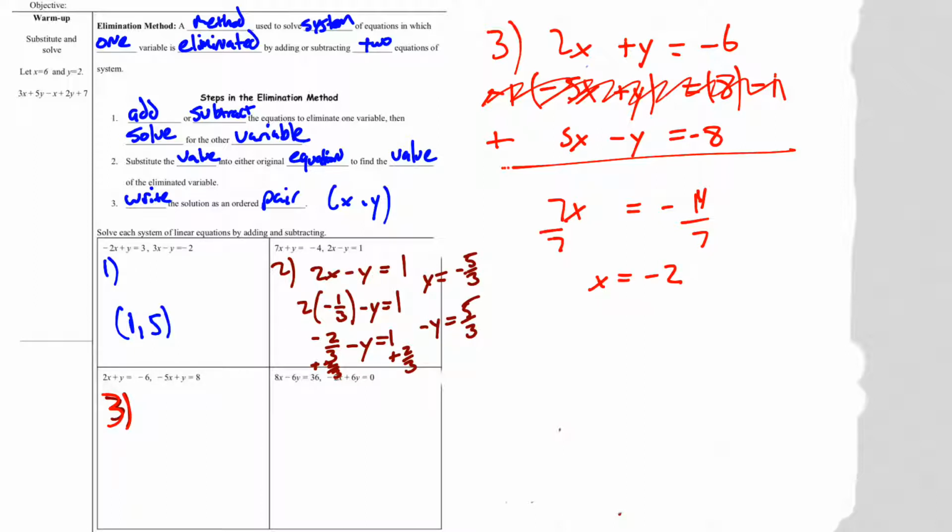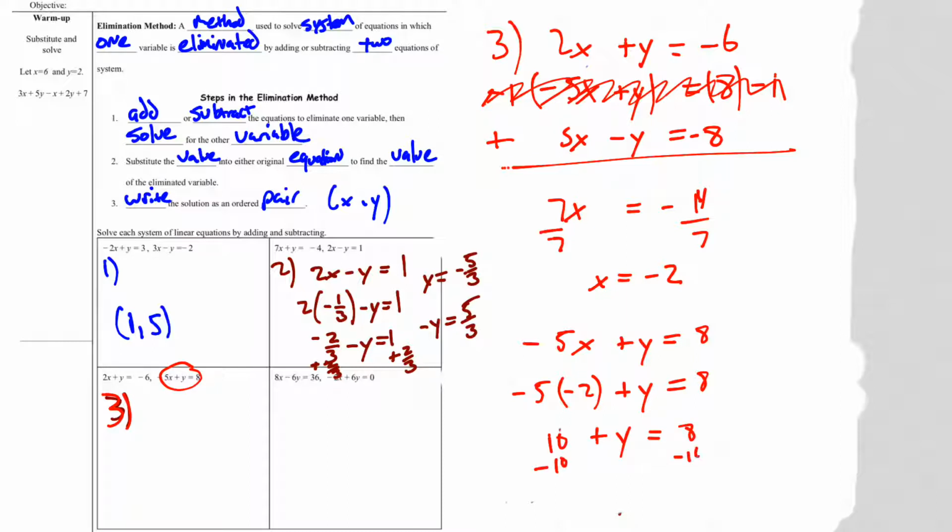Now if x is equal to negative 2, I can plug that value back into the equation. It doesn't matter which one I pick, either one will let me solve for y. So let me plug in negative 2 for the value of x. Negative 5 times negative 2 plus y is equal to 8. I just picked this original equation. Negative 5 times negative 2 is 10. 10 plus y is equal to 8. Subtract 10 from both sides. You get y is equal to negative 2. So the answer to this is negative 2 and negative 2.